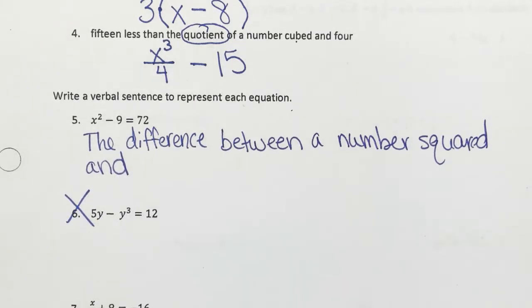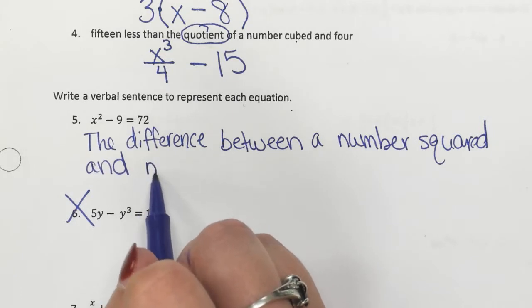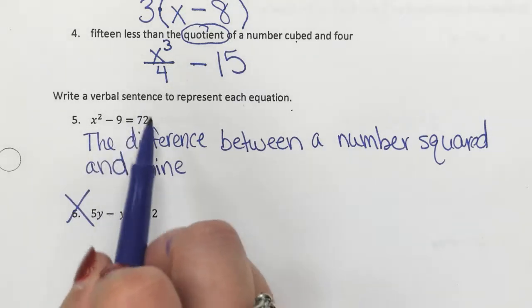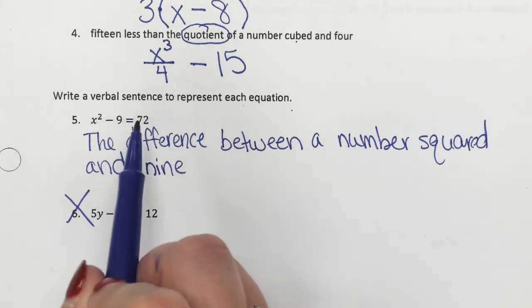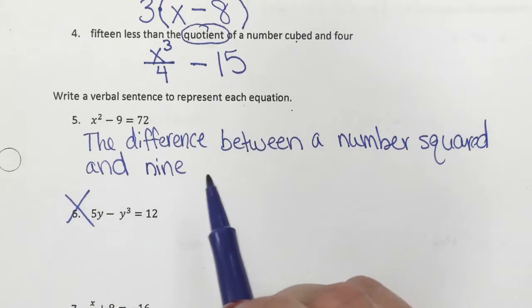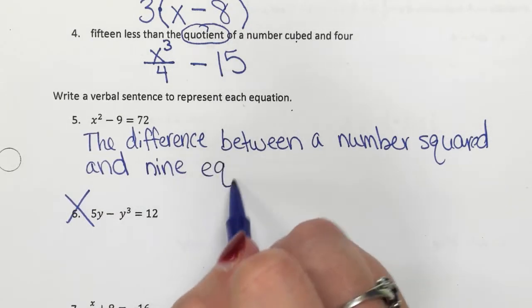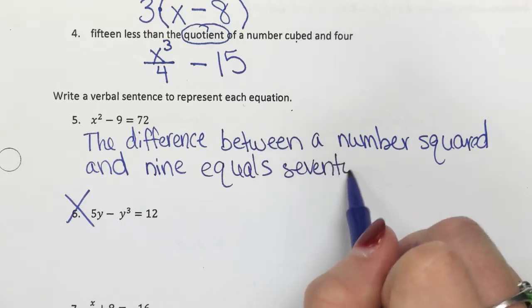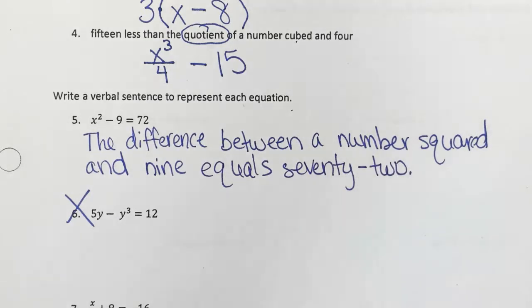All right, so the difference between a number squared and what else? Now look, you got to spell out 9, okay? Now hold up a minute. I didn't have this equal part on the other one. How in the world am I supposed to write that? You're going to write equal 72, right? When you write 72, you got to put the dash between the 70 and the 2, okay? That's how you write those words.